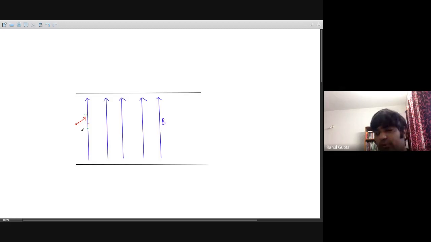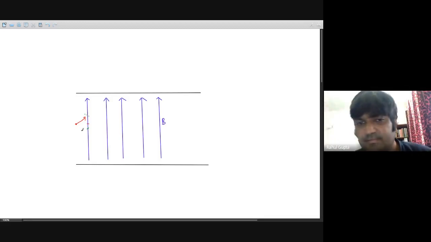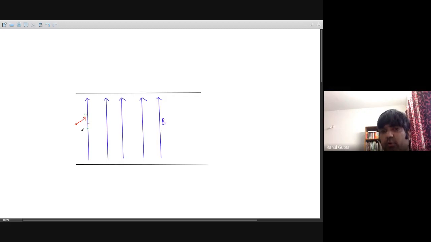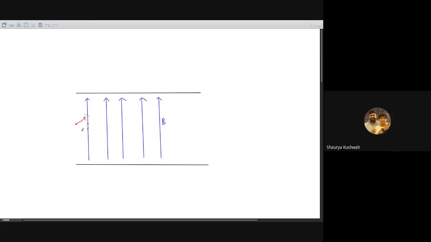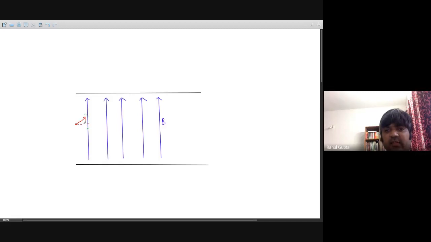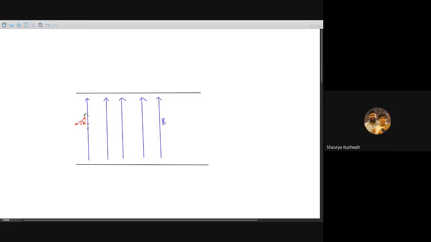Now, can you guess what will happen? It's not moving in the positive x direction, it's moving in the xy direction. Let's say it's making an angle of 30 degrees with the x-axis. So we can find the vertical and horizontal components.